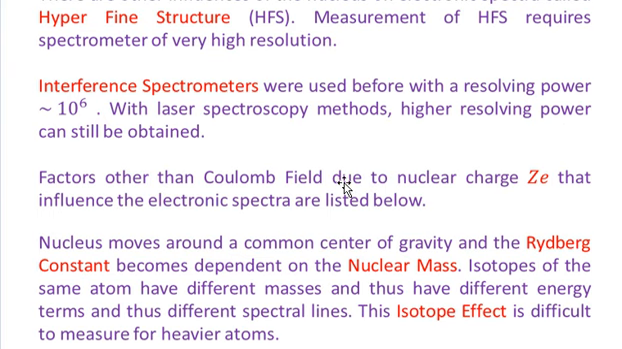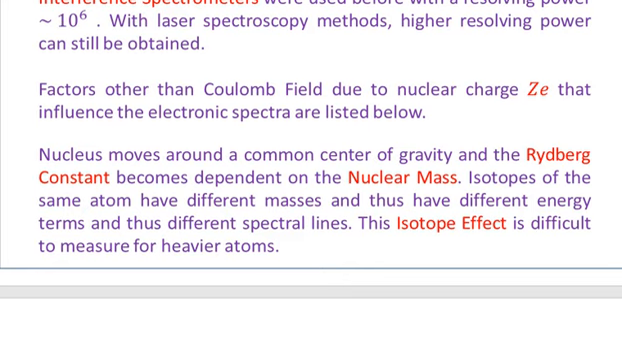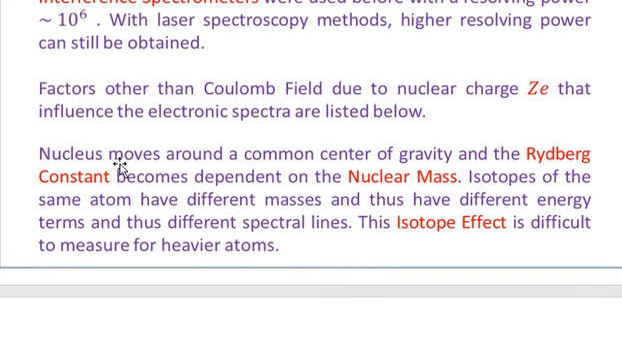Factors other than Coulomb field due to nuclear charge Ze that influence the electronic spectra are listed below. So you see that one factor is the nuclear charge Ze that influences the atomic spectra. And there are some other factors other than the Coulomb field that also affect the atomic spectrum, and this is what I have listed. Nucleus moves around a common center of gravity, and the Rydberg constant becomes dependent on the nuclear mass.